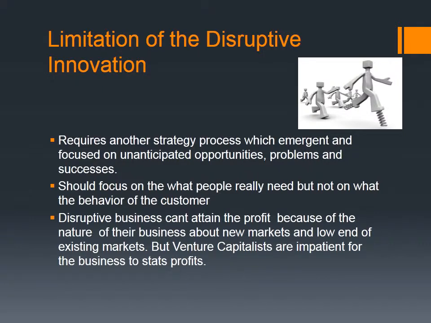Like other models, there are some limitations or disadvantages of the disruptive innovation model. First, it requires another strategy process, one which is emergent and focused on unanticipated opportunities, problems, and successes. Second, we should focus on what people really need versus the behavior of the customer. Third, disruptive businesses can't attain profit easily because of the nature of their business, about new markets and the low end of existing markets.